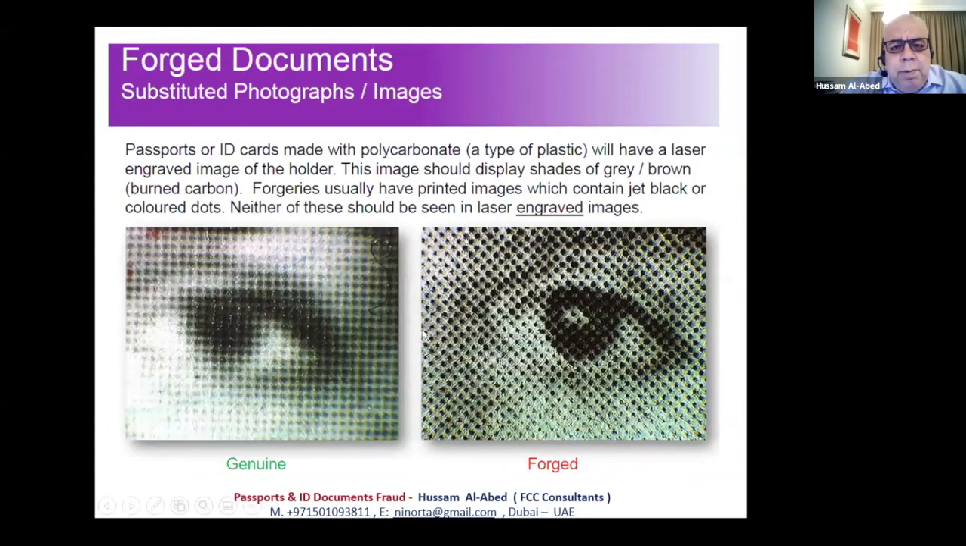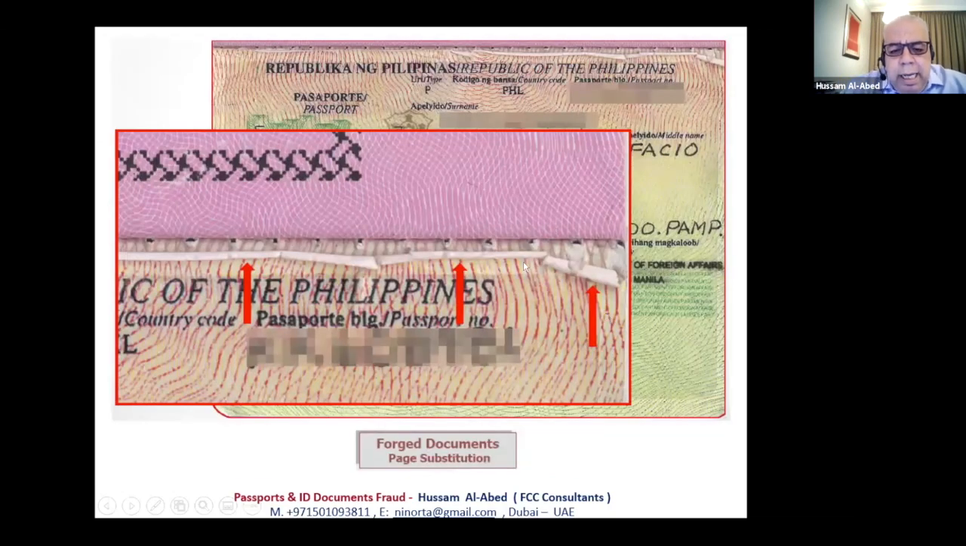Even with the new passports that are made from hard plastic. Here you can see how the eye looks in a genuine passport and how in a forged passport it looks like merely dots. It can be black or colored dots. Here, what they did, they substituted a page. Rather than removing the whole page here, they just glue it on an existing page. It starts peeling off, and you can see the traces of peeling here.